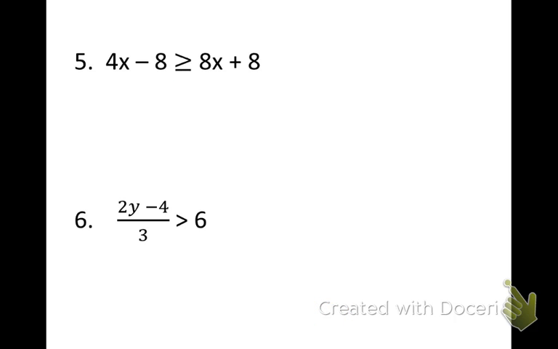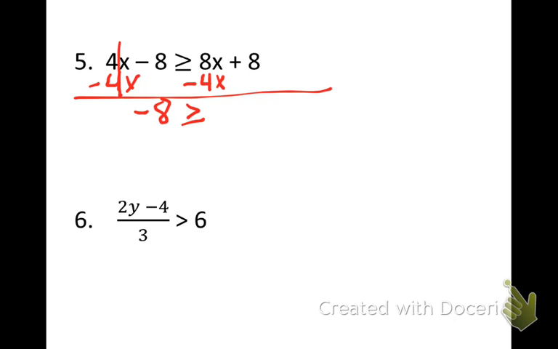In this problem, you should notice you have variables on both sides, so you need to get those variables on the same side. I like to take care of my x's first, so I'm going to subtract 4x from each side. You could start differently if you wanted to. Notice here I'm left with negative 8. Don't lose those negative signs. Greater than or equal to 8x minus 4x is 4x plus 8.